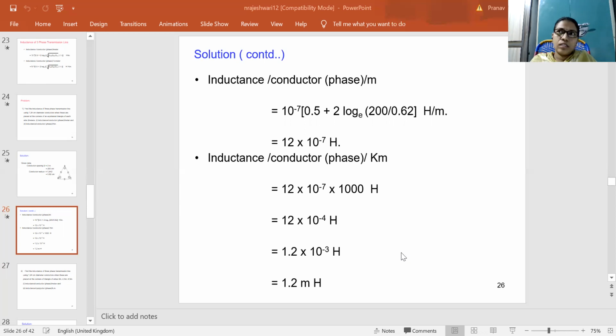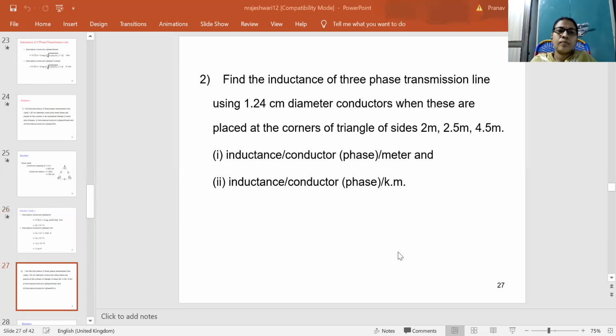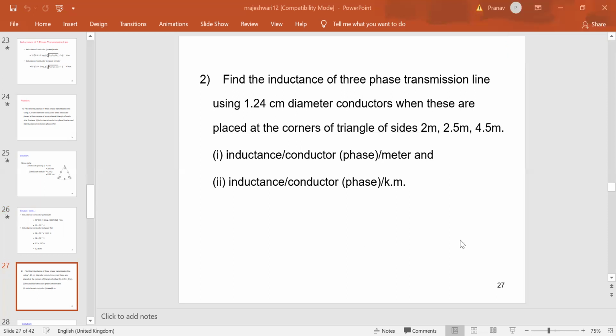And next, we will see another problem with unequally spaced conductors. Find the inductance of the three-phase transmission line using 1.24 centimeters diameter conductors when these are placed at the corners of a triangle with sides 2 meters, 2.5 meters, and 4.5 meters. Calculate the inductance per conductor per meter, and also in the second part the inductance per conductor per kilometer.